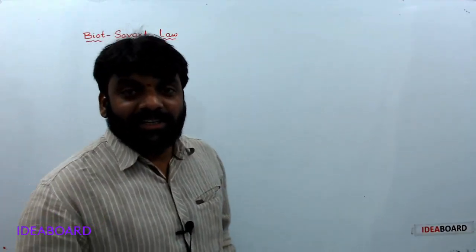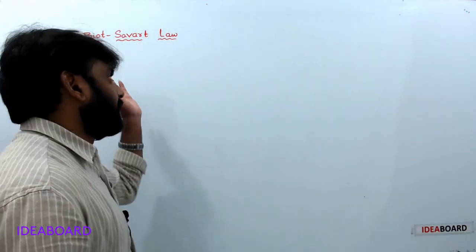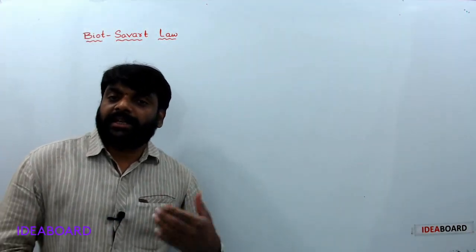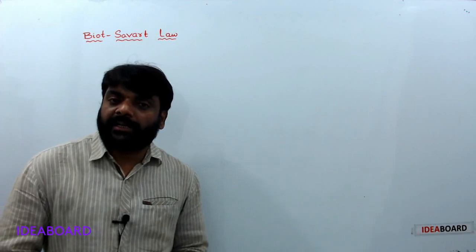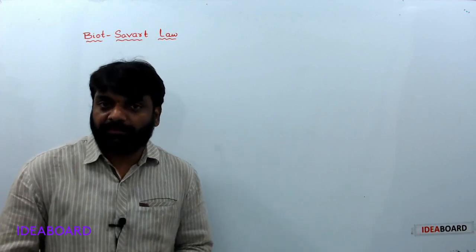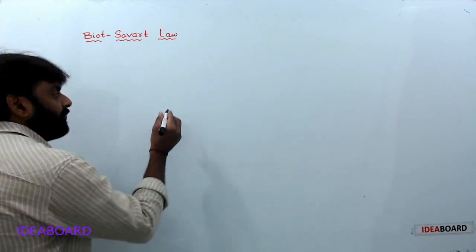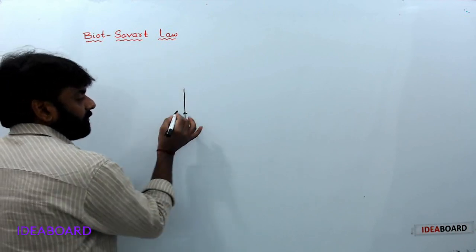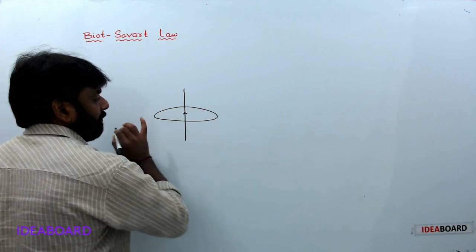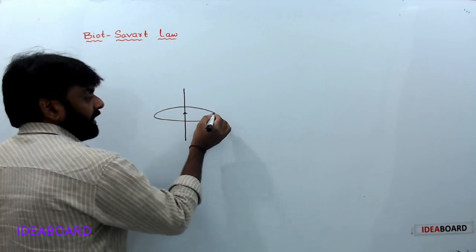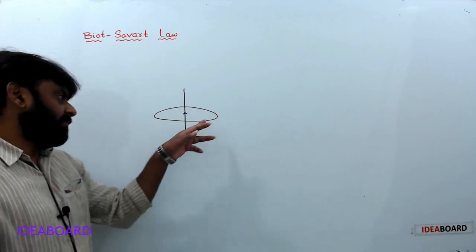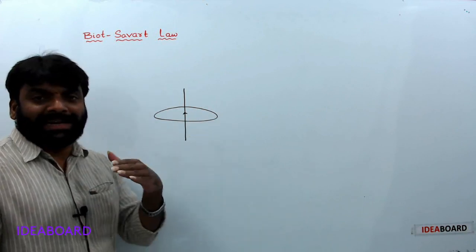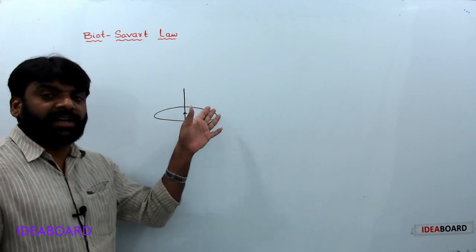Hi students, today our topic is Biot-Savart law. You know already from Oersted's experiments that a current carrying conductor produces a magnetic field. If a compass needle is placed near it, the magnetic needle is deflected.